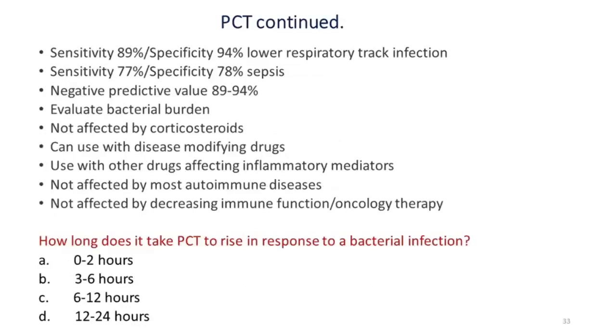If you look at large studies, the sensitivity and specificity seem to be very good for respiratory tract infection. Sensitivity is not quite as good for sepsis. It has a very good negative predictive value. As I said, the higher level does correlate with bacterial burden and severity. It's not affected by certain modifying drugs, such as steroids. Generally, most autoimmune diseases do not cause significant increases in procalcitonin, and so it's a very nice test to use in that setting.